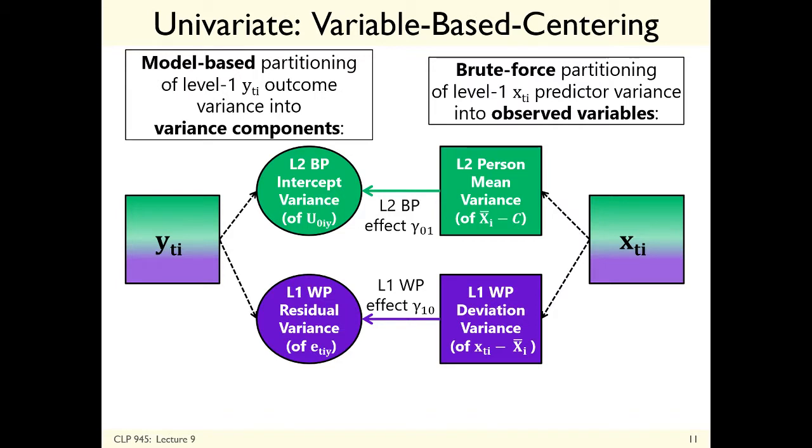So in diagram form, it looks like this. Rather than putting the original X into the model, we have created 2 new observed predictors. That's why I'm using boxes here. Level 2, between person mean variance, and level 1 within person deviation variance. And then each has its own job to do. Between person effect, within person effect.